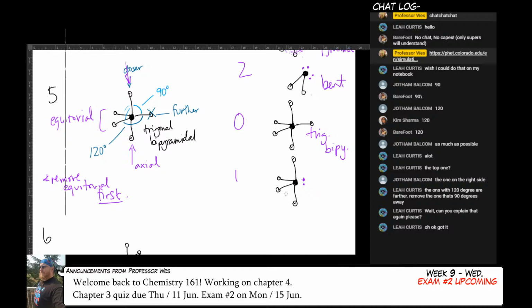Now, the shape that we make here looks really stupid, so we're going to give it a stupid name. How about seesaw? That sounds great, right? And the reason that it's called this is because if you rotate it like 90 degrees like this, it looks kind of like a seesaw. Chemists are dumb.